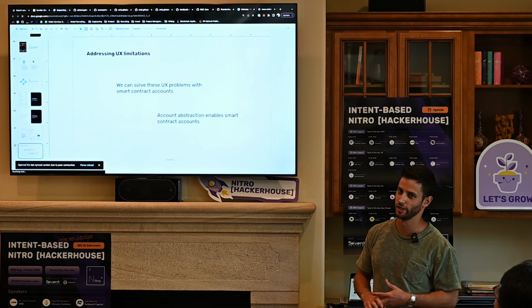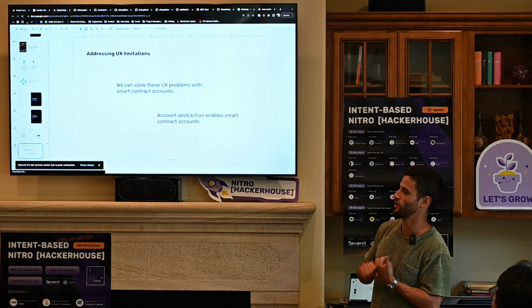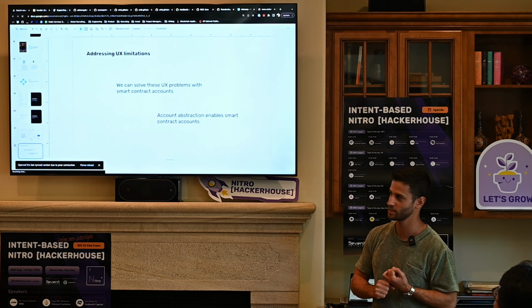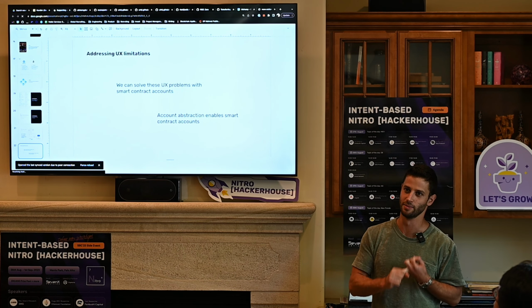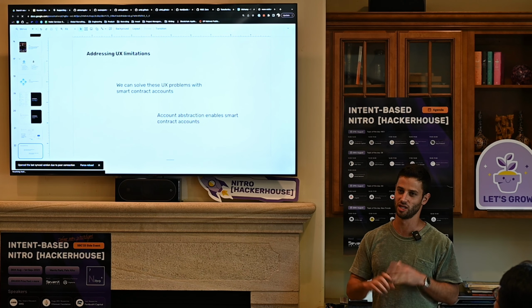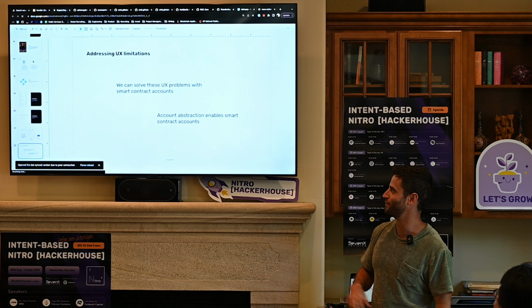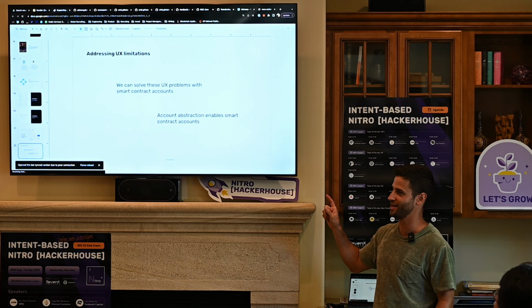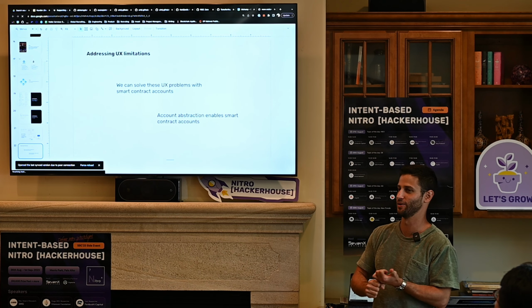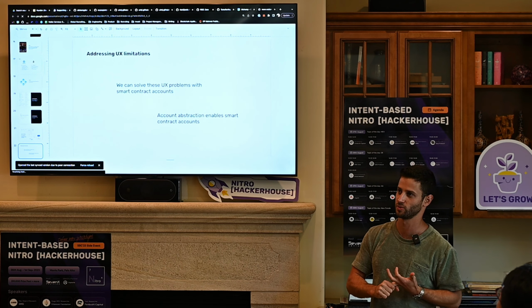So I argue, and if there's one thing you guys take away from this, is that we can solve a lot of these UX problems with smart contract accounts, and that account abstraction enables smart contract accounts. Account abstraction is a little bit of a terrible name. We'll dig in specifically into what that definition is later. But if you were to take away two things, let it be these two things. Smart contract accounts enable better UX, and account abstraction is the infrastructure that enables smart contract accounts.